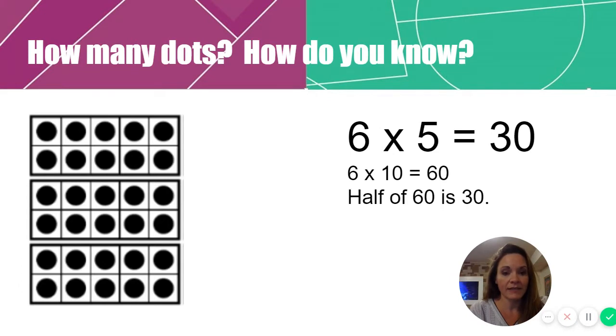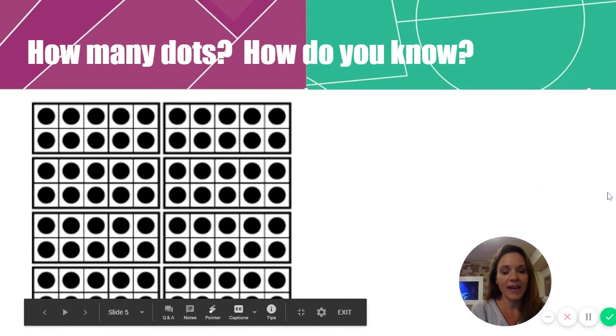I think 6 times 10 equals 60, and then I cut 60 in half to get 30, which is the same as 6 times 5. Let's try another one. How many dots? How do you know?